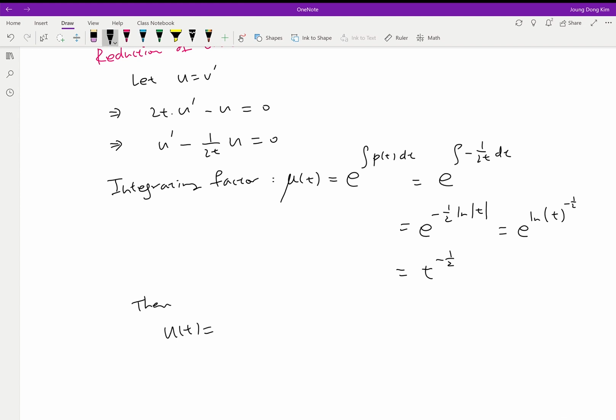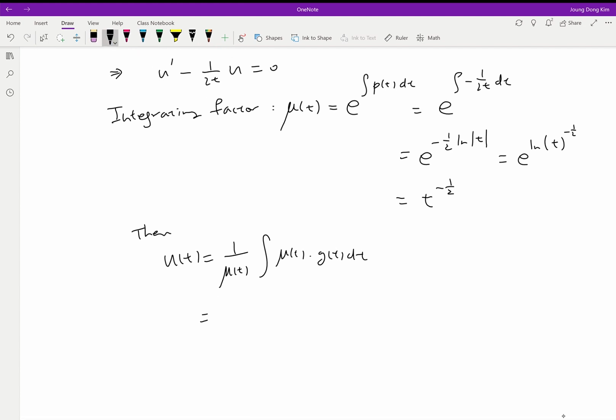u(t) is equal to 1 over mu(t) times the integral of mu(t) g(t) dt, right? Plug in everything: 1 over t to the minus 1 half, integral of t to the minus 1 half times your g. Your g is 0, right? So you don't have to worry about this guy, which means it's a constant, okay? It is c over t to the minus 1 half, or we can simply say c times t to the 1 half. Is it clear so far?